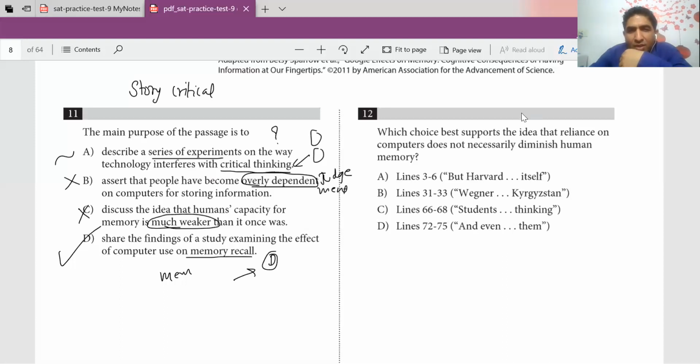The next question says, which choice best supports the idea that reliance on computers does not necessarily diminish human memory? Diminish is like lessen in importance. At the end of the passage, they said this. If you read lines 72 to 75, this is the place where they say that now we need to rely on a different source of information, or the content that we store in our memory is different from the content we used to store earlier. Earlier, we used to remember the statements themselves, but now we are more about where the information is.